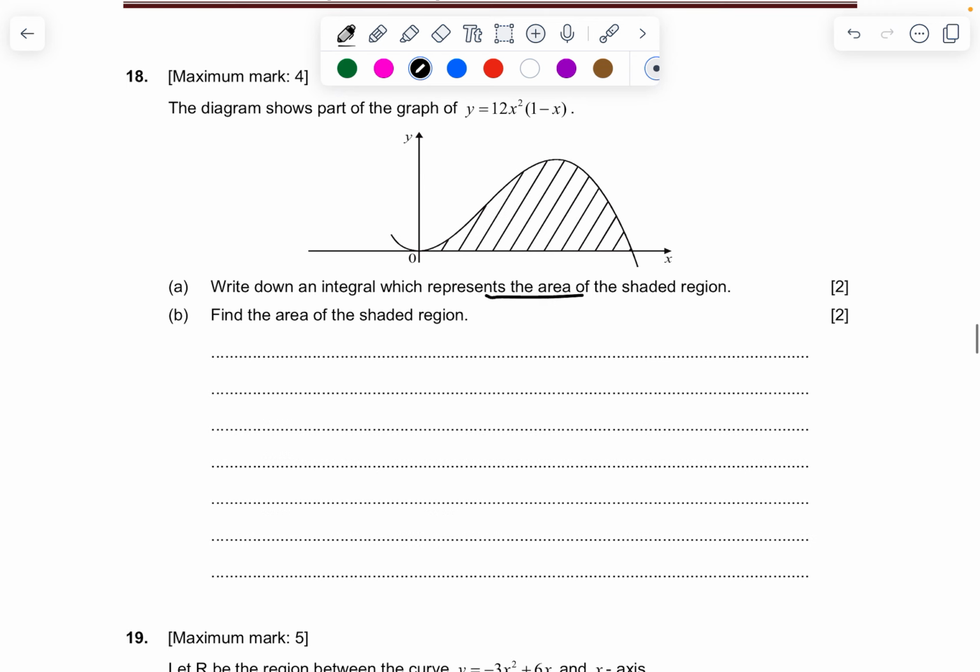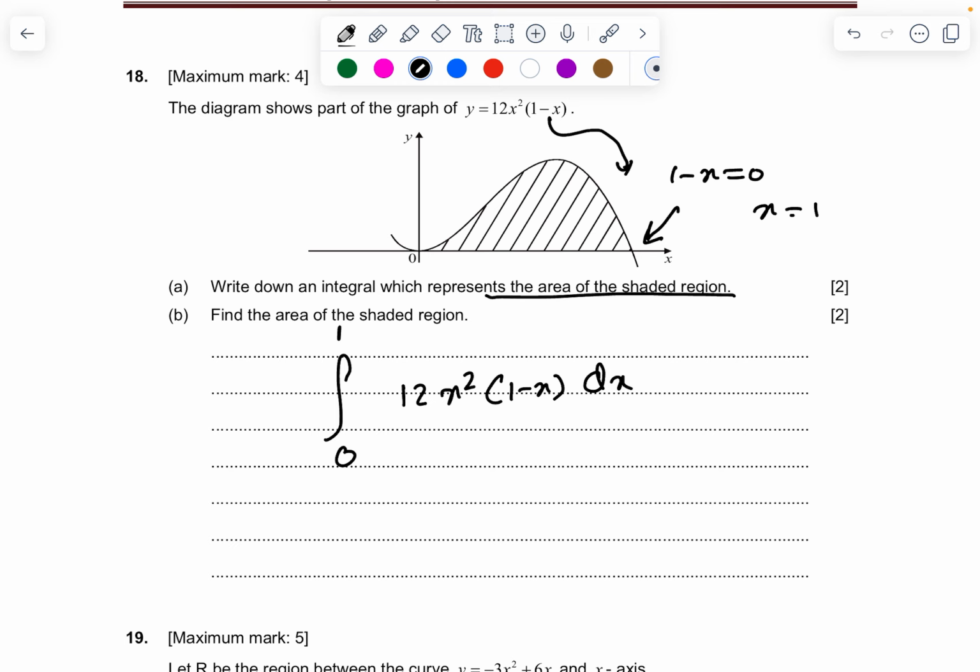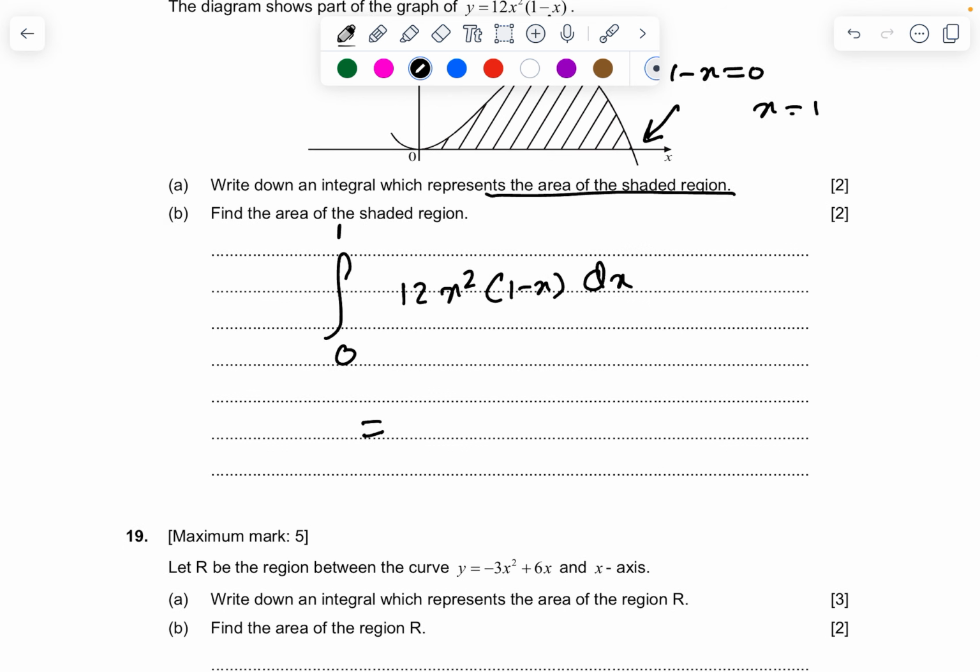Write down the integral which represents the area of the shaded region. So integral, it is starting from 0, and obviously this is 1 minus x equals 0, so x equals 1. This point is going to be x equals 1. 12x squared times 1 minus x dx. Find the area, use the graphing calculator to get that answer. Answer should be 1.